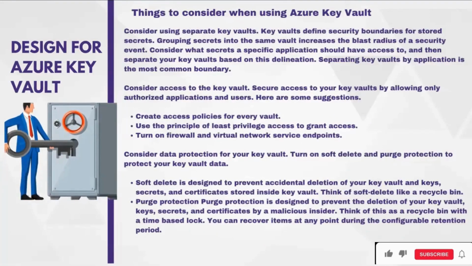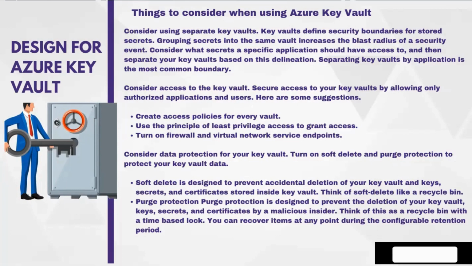Consider using separate key vaults to define security boundaries for stored secrets. Grouping secrets into the same vault increases the blast radius of a security event. Consider what secrets a specific application should have access to, and then separate them. Also consider access to your key vaults: secure access by allowing only authorized applications and users. Here are some suggestions. Create access policies for every vault. Use the principle of least privilege to grant access. Turn on the firewall with virtual network service endpoints.